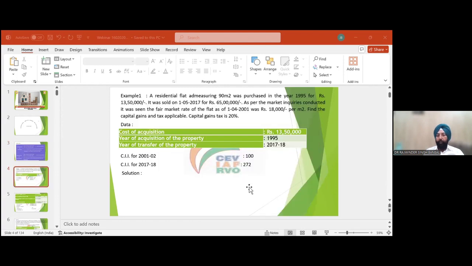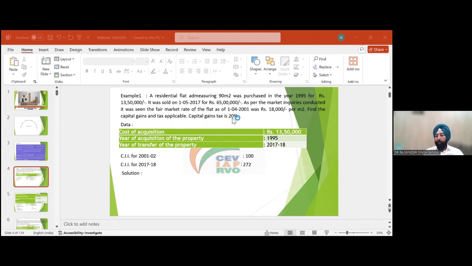This is the first example. This is the simplest one. A residential flat measuring 90 square meters was purchased in the year 1995. See here, it was purchased before 2001 for rupees 13 lakh 50,000. It was sold on 1st May 2017 for rupees 65 lakh. As per the market inquiries conducted, the fair market rate of the flat as of 1st April 2001 was 18,000 per square meter. Find the capital gain and tax applicable.